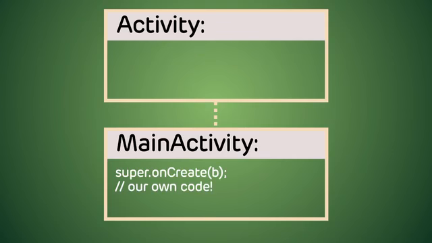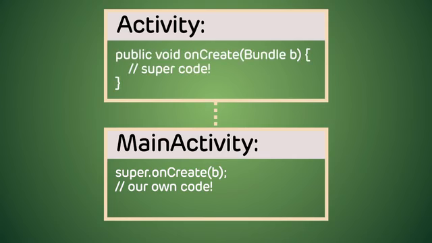Java has a special keyword called super that always refers to the parent class. So using super.onCreate is a way to run the original onCreate code that's in the activity class. Then our code picks up here on the next line when that first method is done.